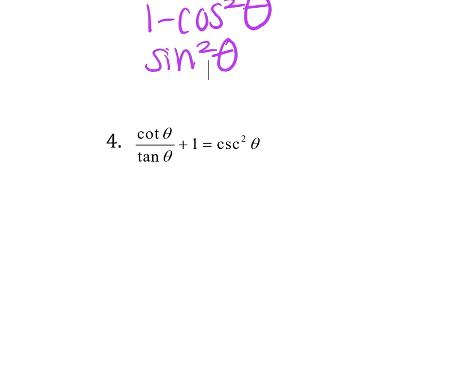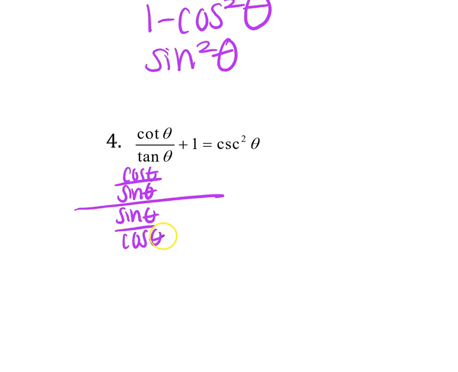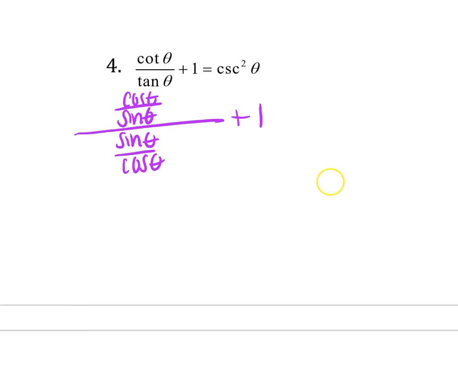So I'm going to rewrite cotangent of theta as cosine of theta over sine of theta. Then all of that divided by sine of theta over cos of theta. And I still got the plus 1. Now if I'm dividing fractions, I'm really multiplying by the reciprocal. So I keep the first guy the same, continue to change it to multiplication, and then do the reciprocal of the denominator.